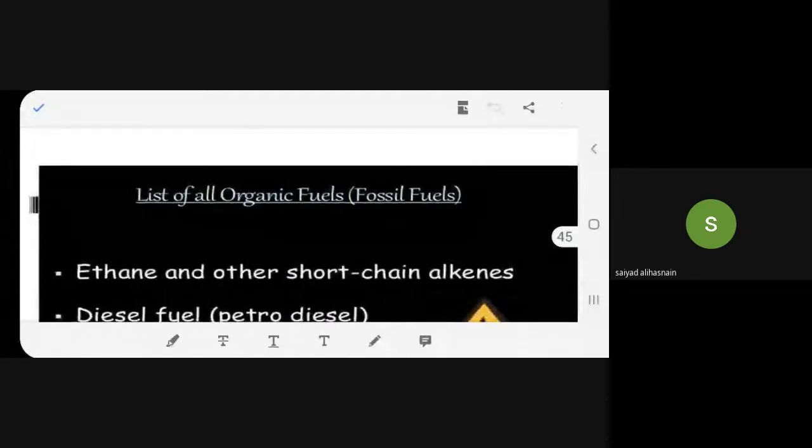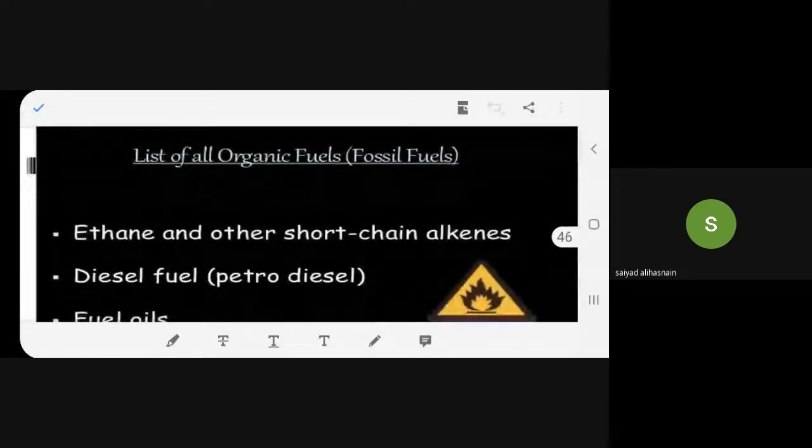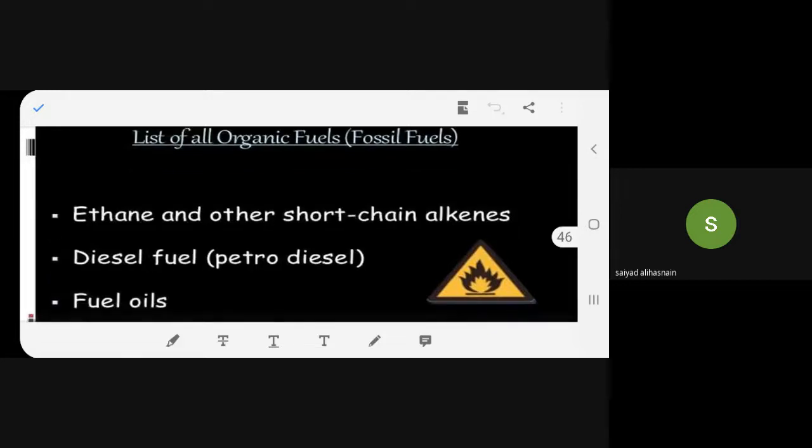Now let's see what are the organic fuels. It's something extra that I'm giving you, which are also known as fossil fuels. One, we have already studied coal. Now we are studying petroleum, but we will do something extra also: what are the other fossil fuels? Please read.